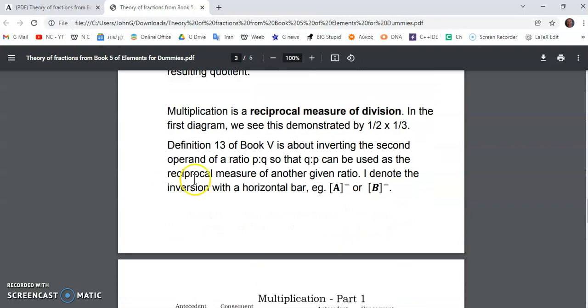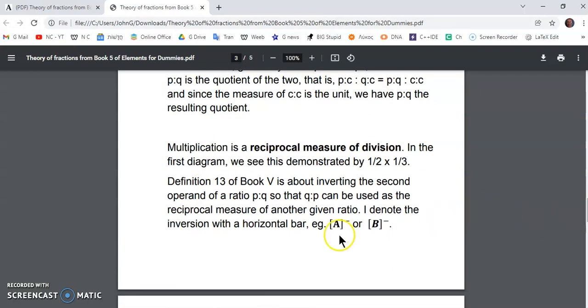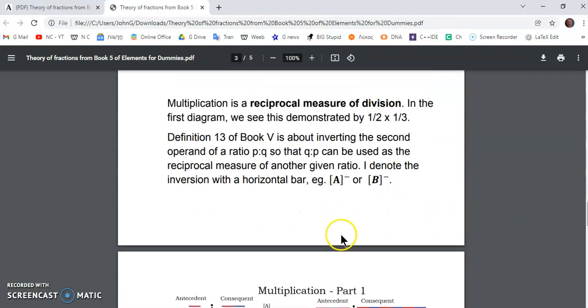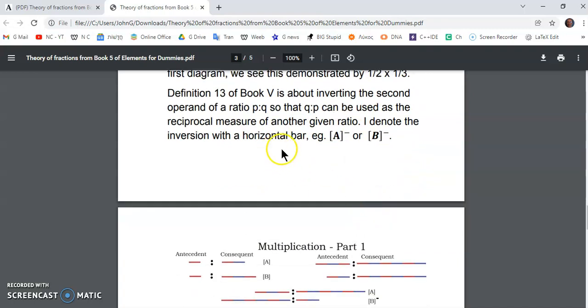Multiplication, on the other hand, is a reciprocal measure of division. In the first diagram, we see this demonstrated by half times a third. Now, definition 13 of book 5 is about inverting the second operand of the ratio of a ratio P to Q so that Q to P can be used as the reciprocal measure of another given ratio. And I denote the inversions in the diagram with A superscript minus or B superscript minus.